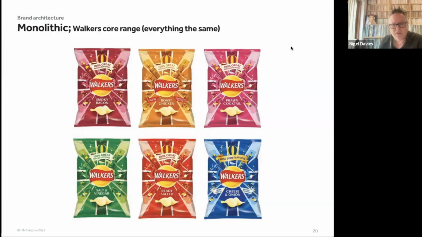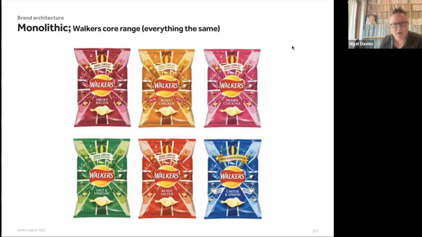They've got the same logo, they've even got exactly the same product shot. All they've got is different labels and different colors so that you know which are prawn cocktail, which is salt and vinegar, which are ready salted. And this is what we mean by a monolithic approach. Everything is pretty much treated the same, apart from some of the labels and some color distinction.